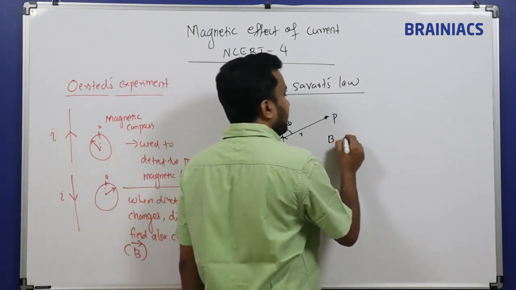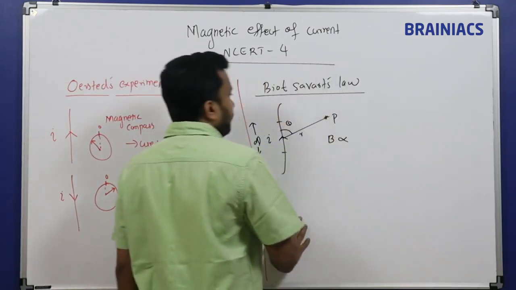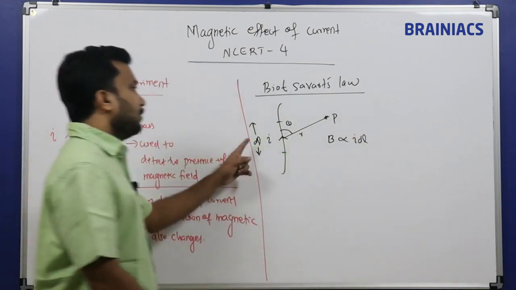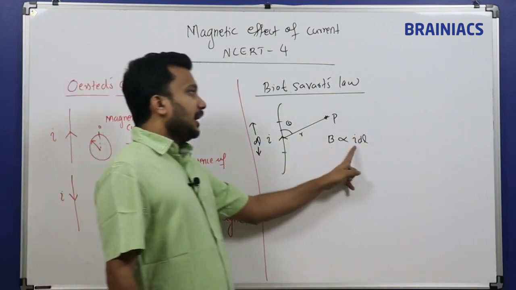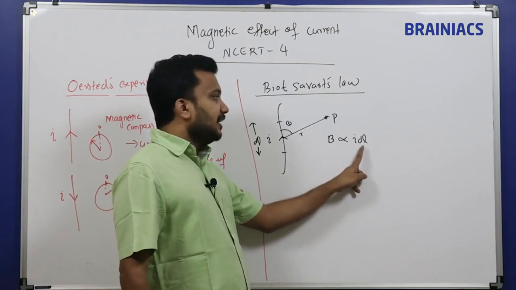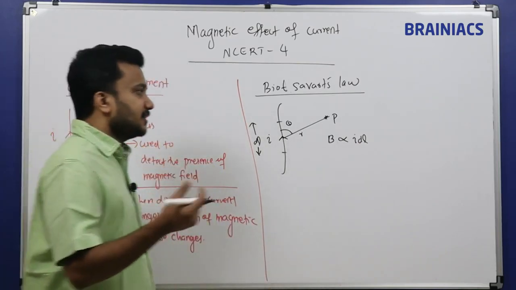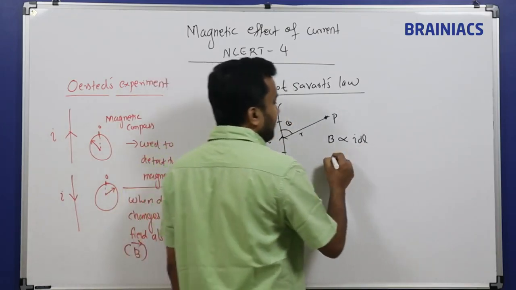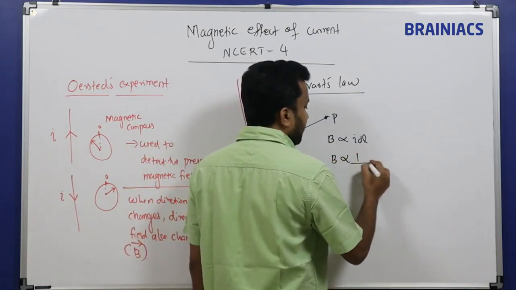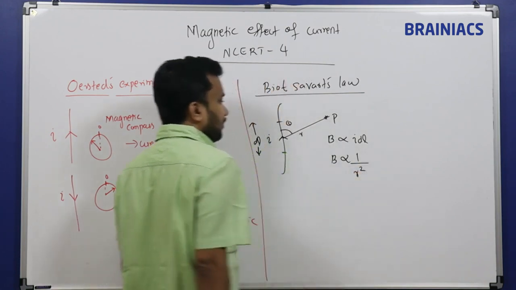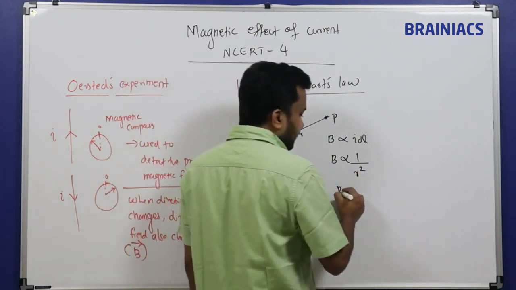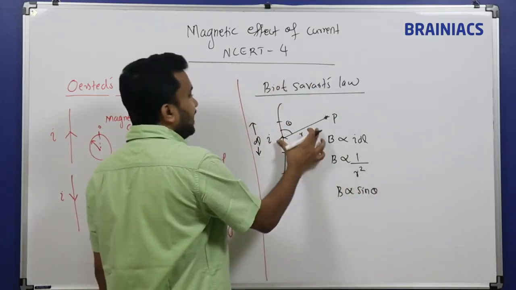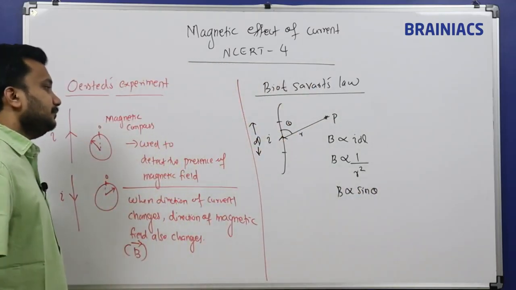So the magnetic field at this point P is, what this is saying is, the magnetic field is directly proportional to the product of the current element Idl. I is the current, dl is the element. So it's called I dl. Magnetic field is inversely proportional to the square of the distance between them. And magnetic field is directly proportional to the sine of the angle between Idl and the r vector.